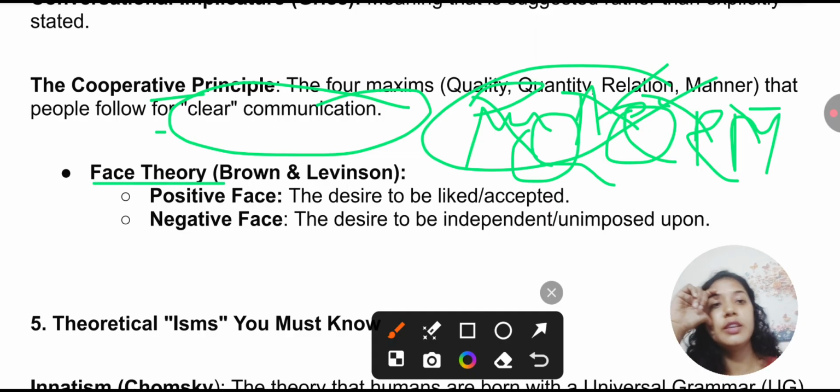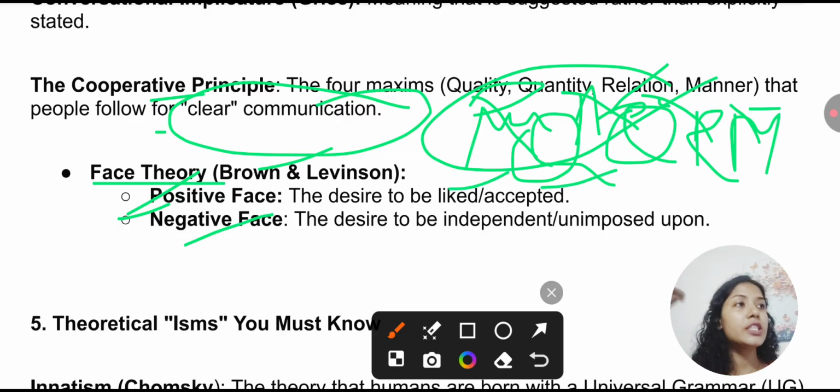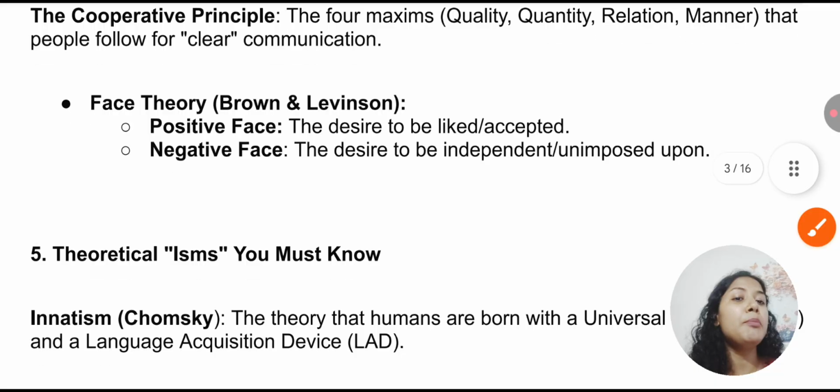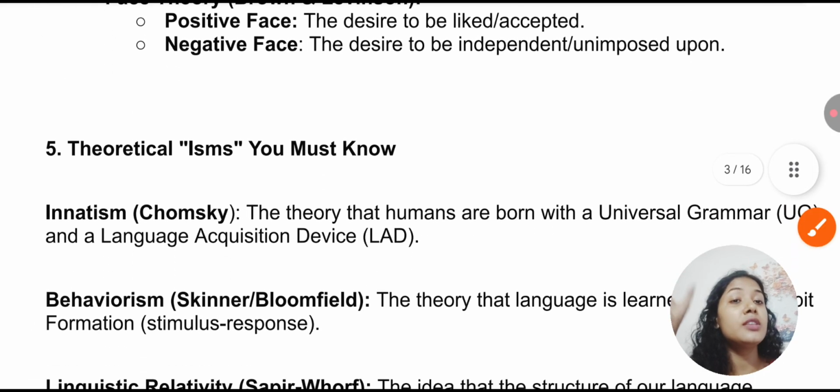Now there is the face theory. Brown and Levinson are the linguist theorists associated with face theory, with positive face and negative face. Positive face is the desire to be liked or accepted. Whenever you speak, you expect that the listener will like or accept what you are saying. Negative face is the desire to be independent and unimposed upon, that it should not be imposed or emphasized that it is compulsory that you must like.